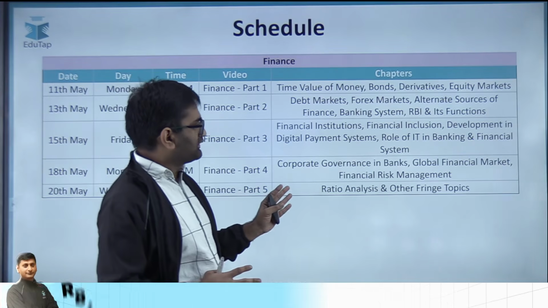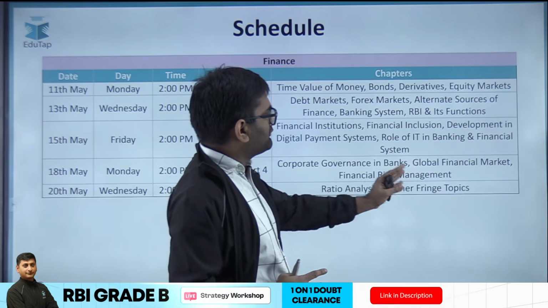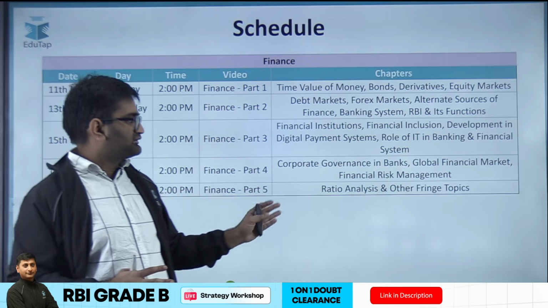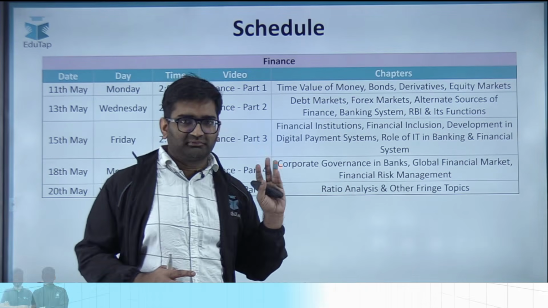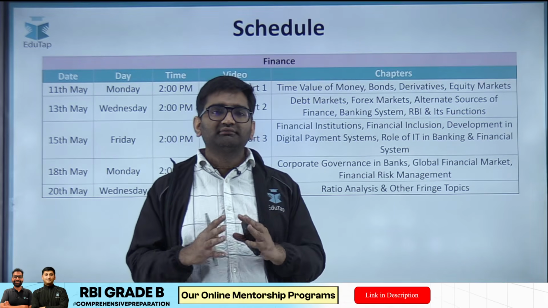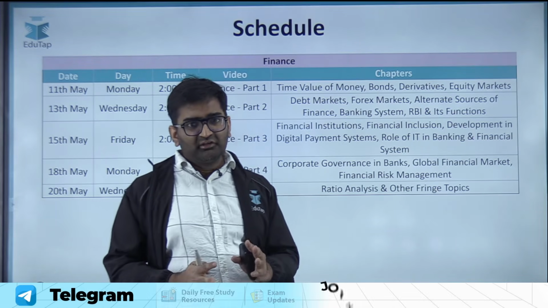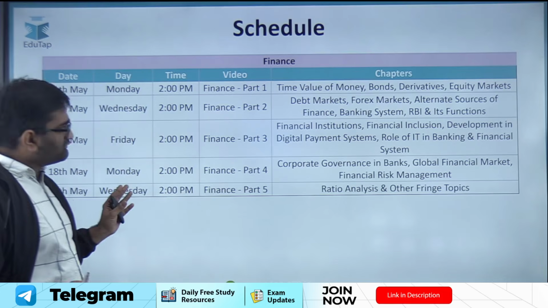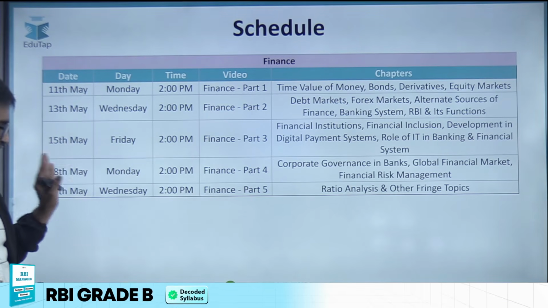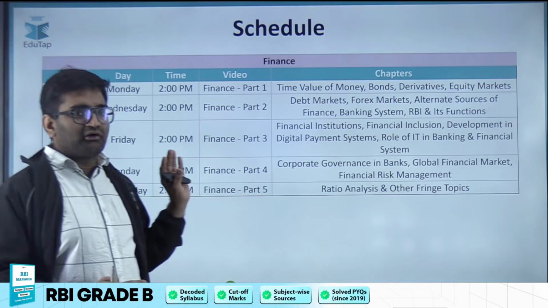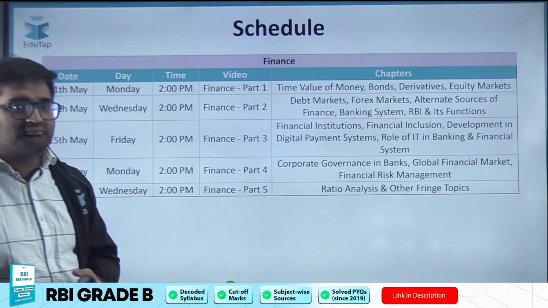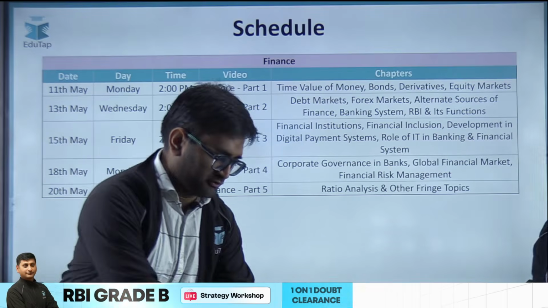Fourth, we have corporate governance in banks. Then we have global financial market and financial risk management. In the fifth part we'll be discussing ratio analysis and other fringe topics, right? So this is how we'll be going about the finance videos. As I said, we'll be covering things in 5 videos, and that is what we are planning for this series. Now I would like to invite Deepika ma'am to explain the management related videos. Okay, Deepika ma'am, over to you.